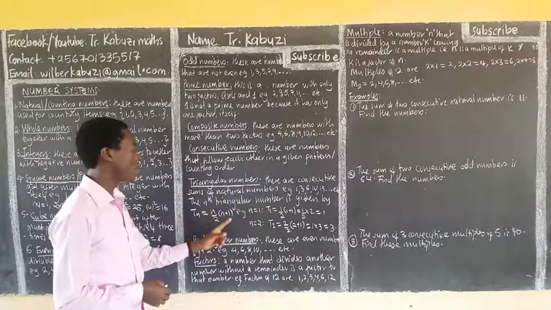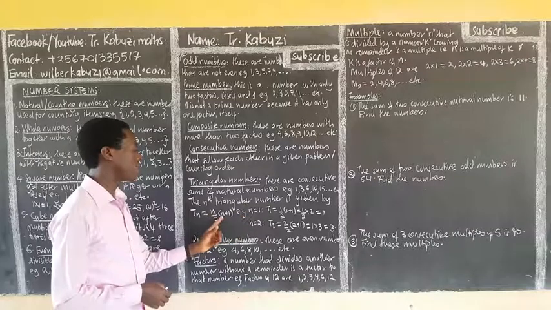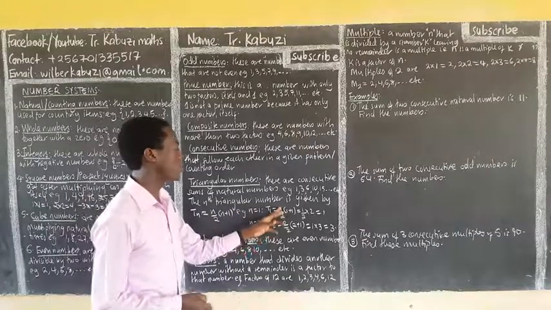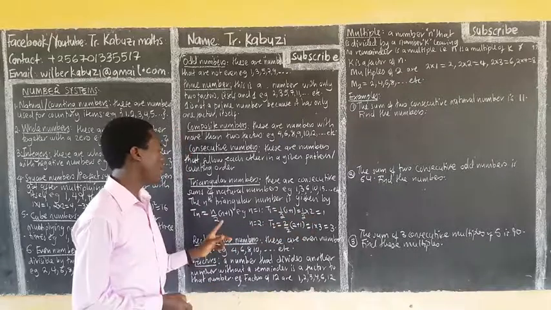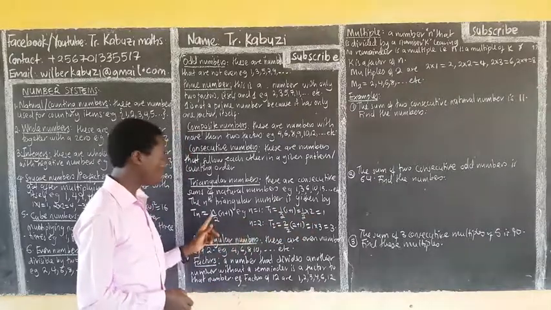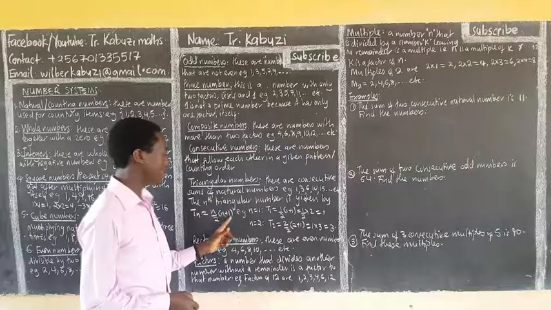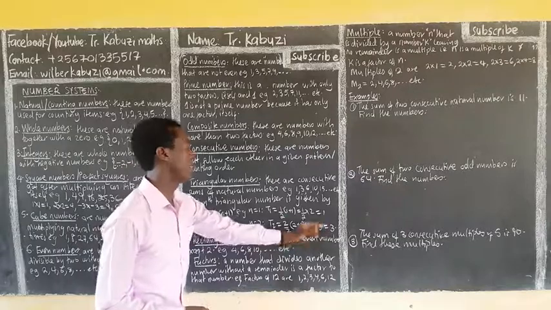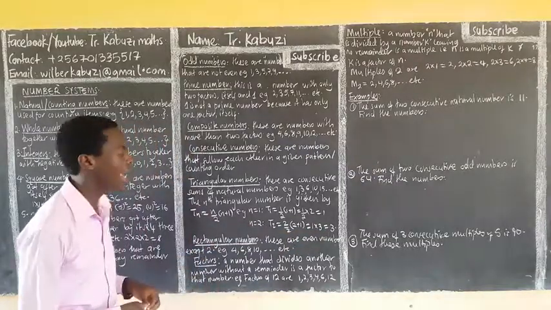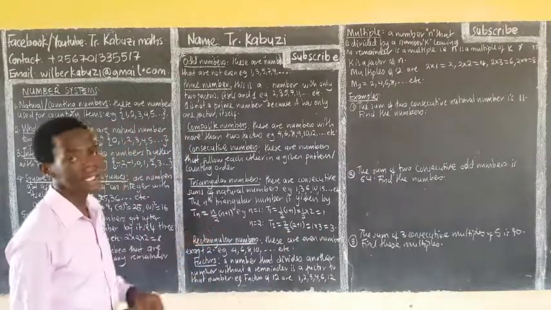The first is when n is 1. You put it in this formula, where it is n, you put 1 over 2 times (1 plus 1), which will be 1 over 2 times 2, which is 1. When you want the second triangular number, you put in 2. 2 plus 1 will be 3. 2 over 2 is 1. 1 times 3 is 3. If you want the third, you just substitute in the formula.